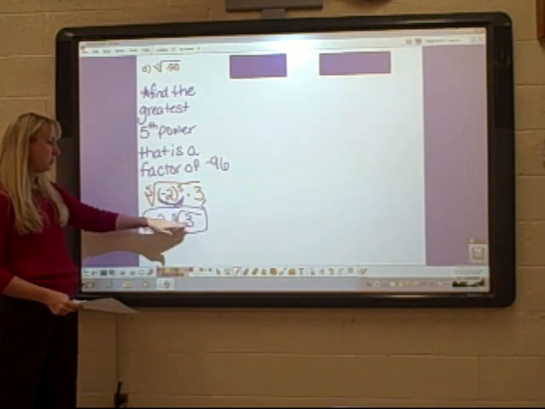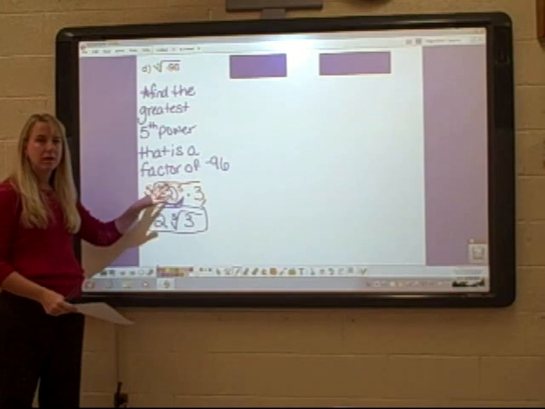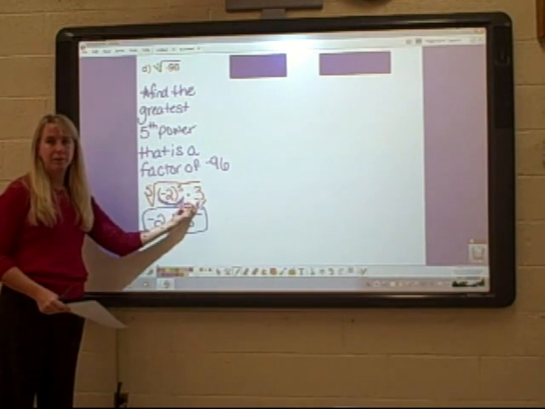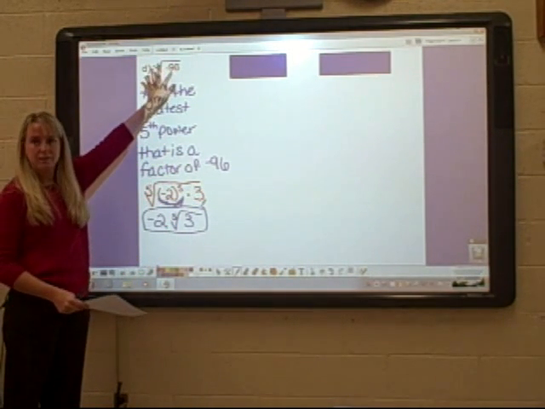And that happens when you don't have anything perfect. And this is what I was talking about. It takes some guess and check and some working with to try to find numbers that multiply to this radicand.